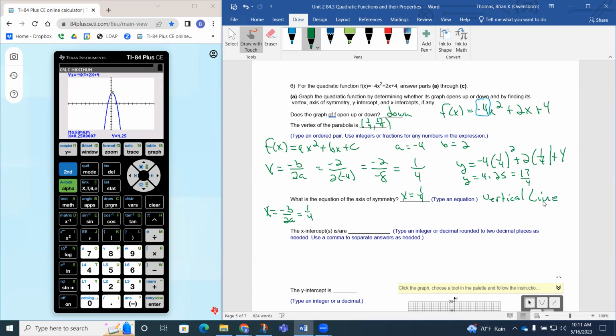So that's like the vertical line test. Notice there's going to be this vertical line passing through 0.25. That's going to help us. If I was graphing this freehand, it would help me balance out the symmetry of the graph.